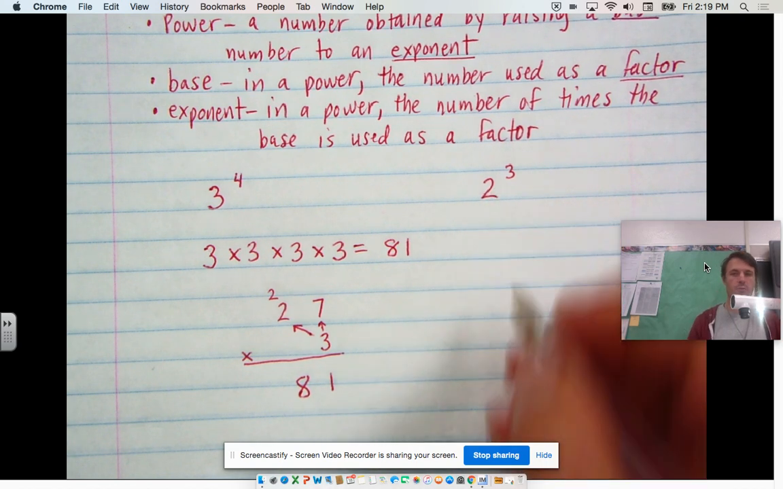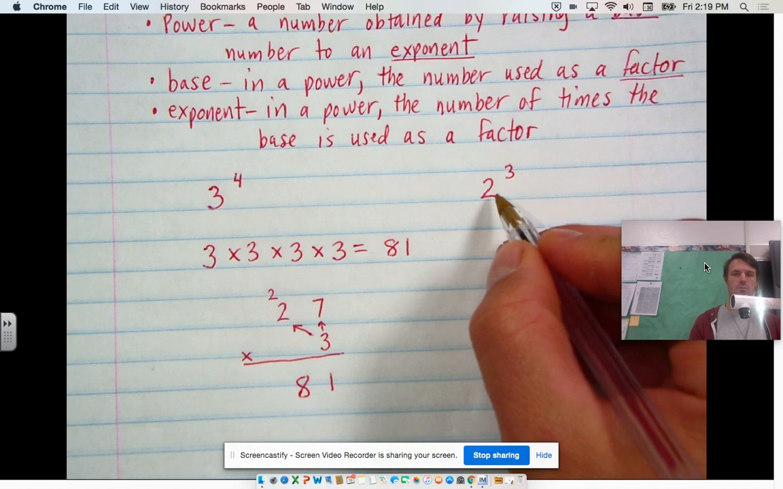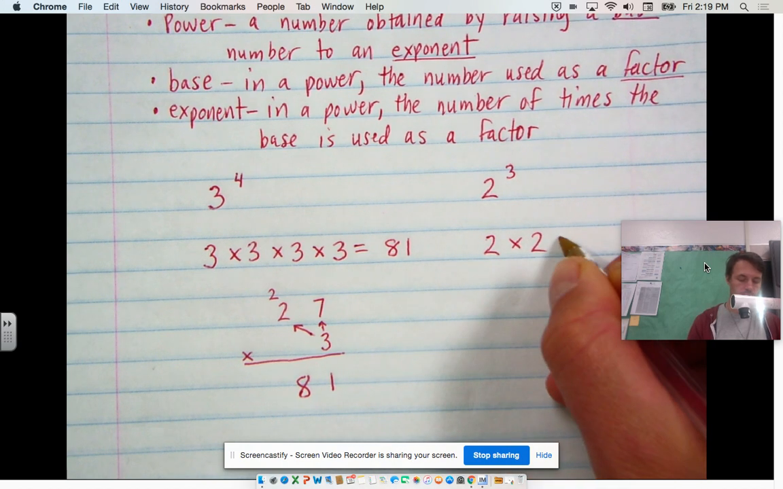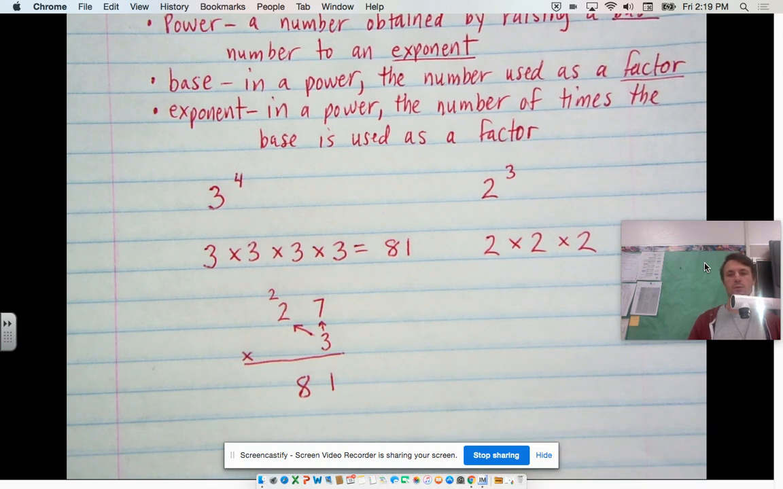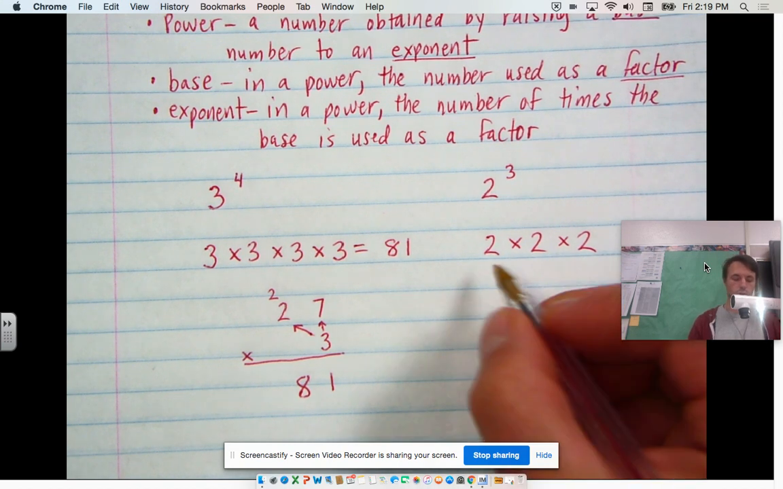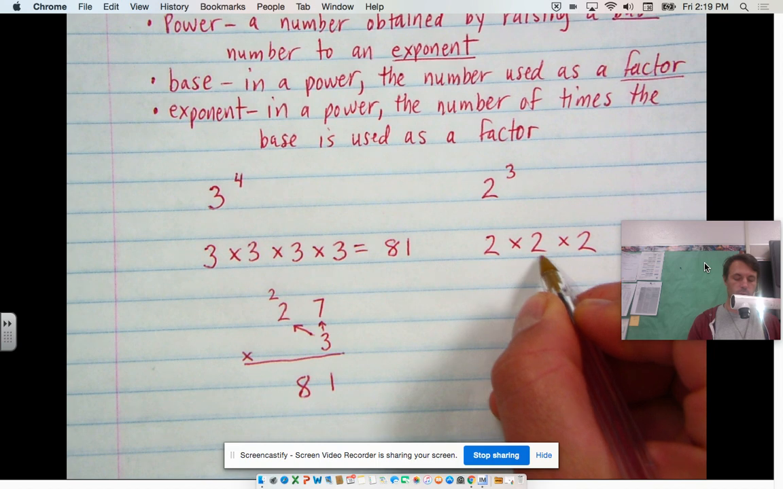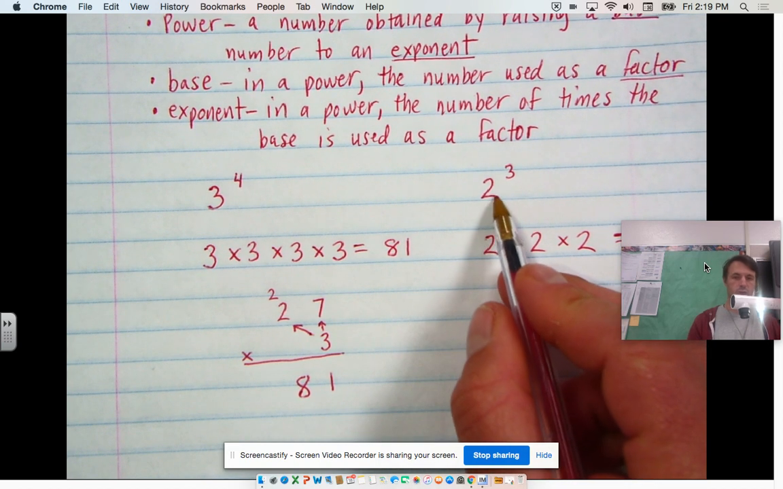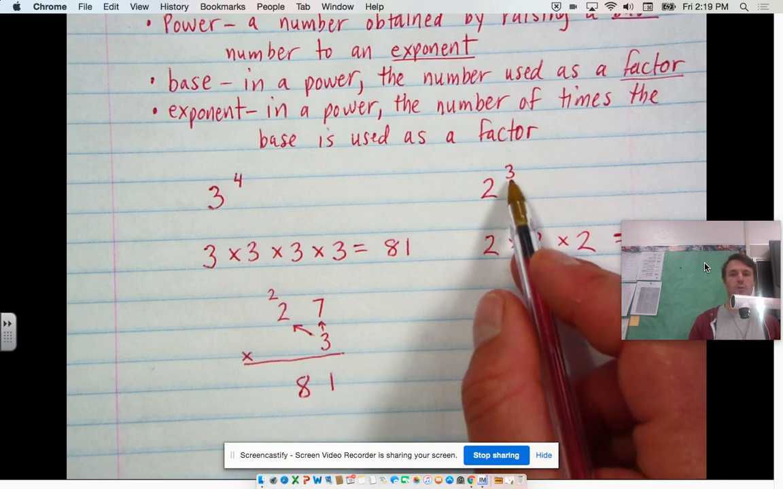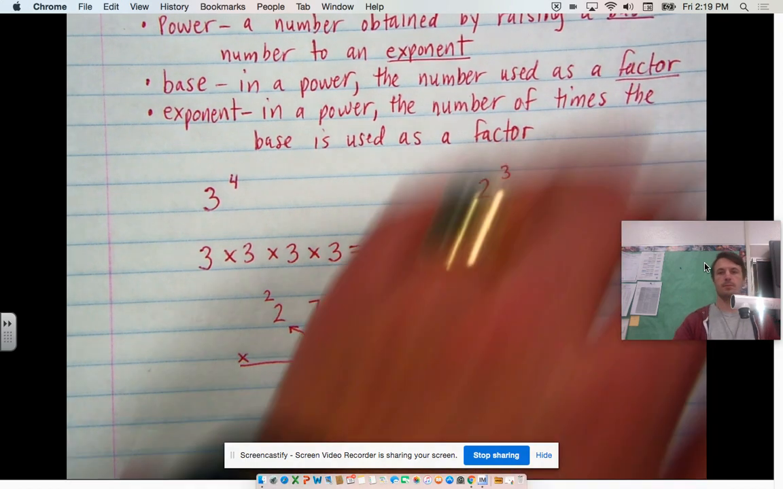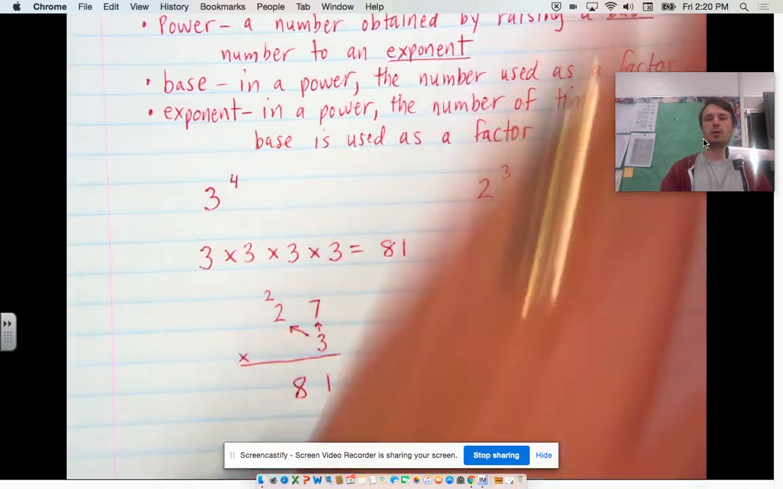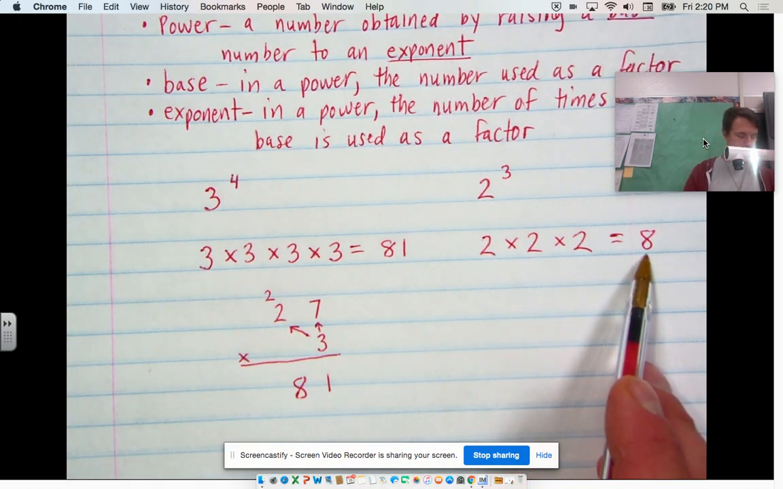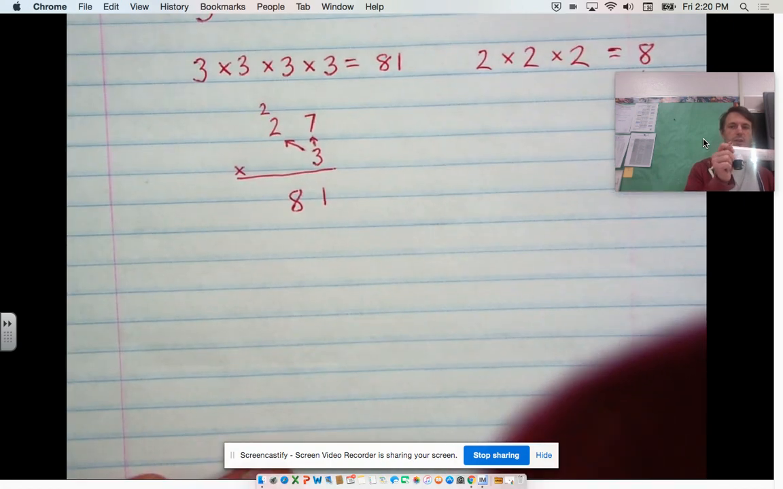So 2 to the third power, what does that mean? It means 2 is multiplied by itself 3 times. So it's 2 times 2 times 2. Okay? So 2 times 2 equals 4, times 2 equals 8. So that means 2 to the third power, or 2 cubed, is 8. Let's do another example together.